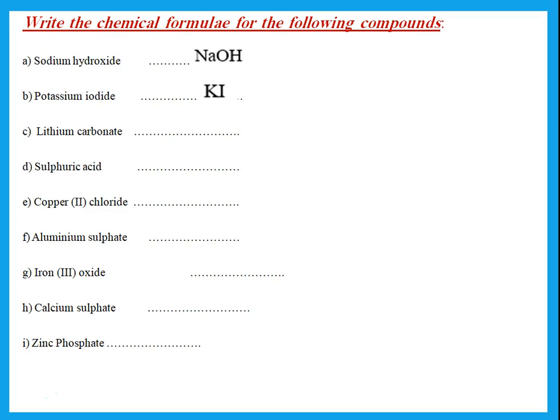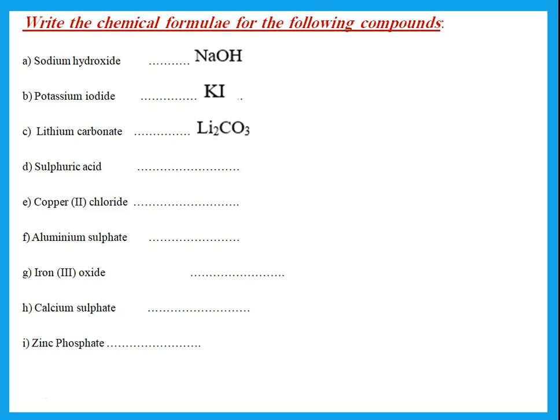Lithium carbonate, you write the symbol of each one, the valency of one under the other. Remember that lithium is group 1, so that's valency 1, so you don't write anything extra under the CO3. But the valency of carbonate is 2, so you have to put 2 under the lithium.